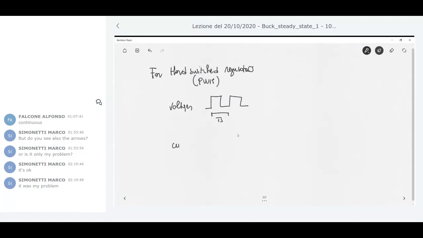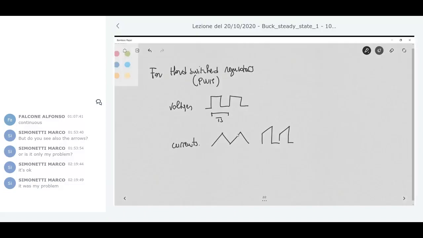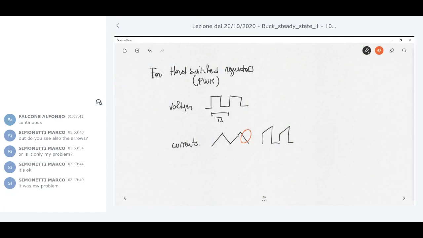Currents are not rectangular waves, but they are linear. They can be approximated by a set of segments, for example this one, or something like this. But this characteristic of a linear or almost linear variation is the feature of this kind of hard switched regulators.